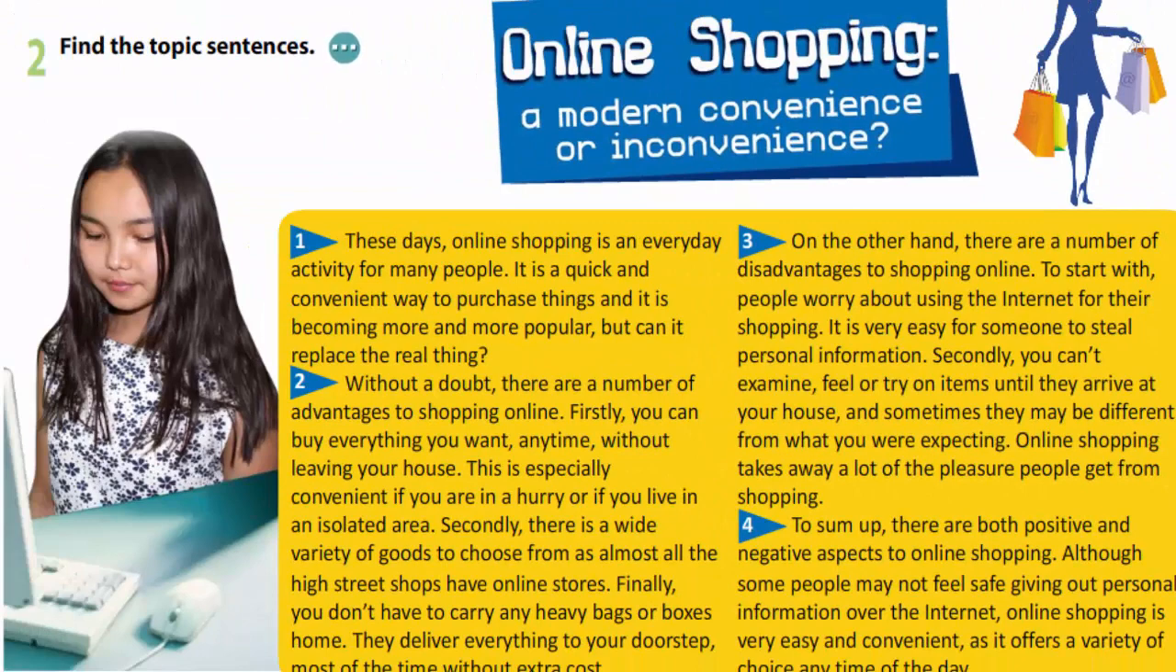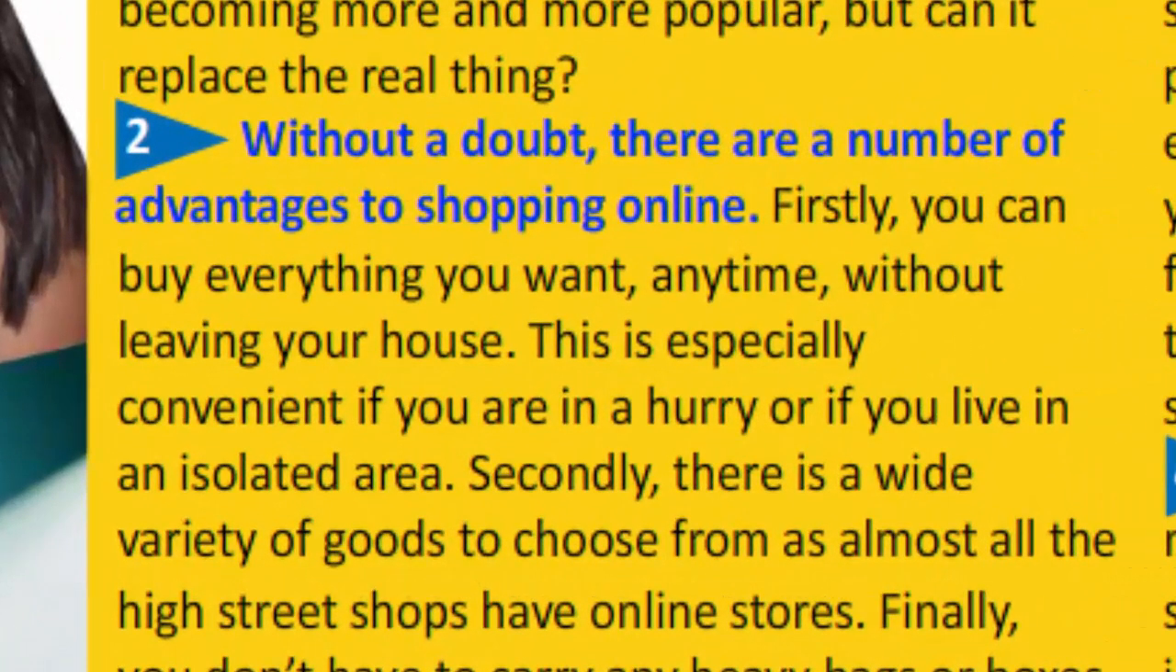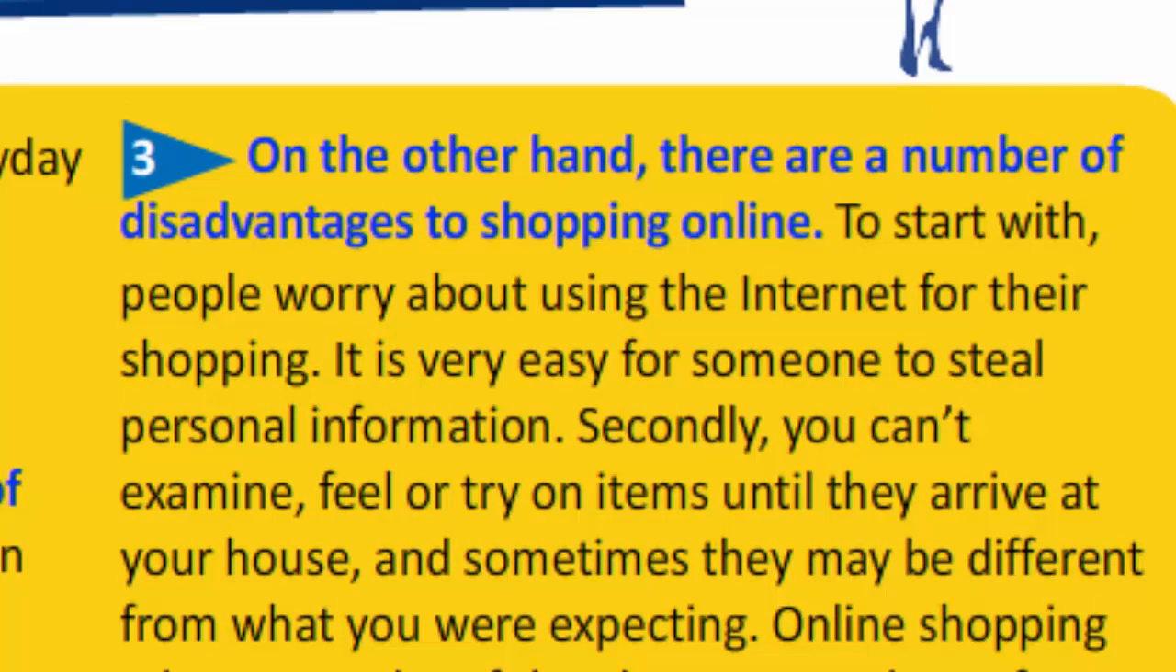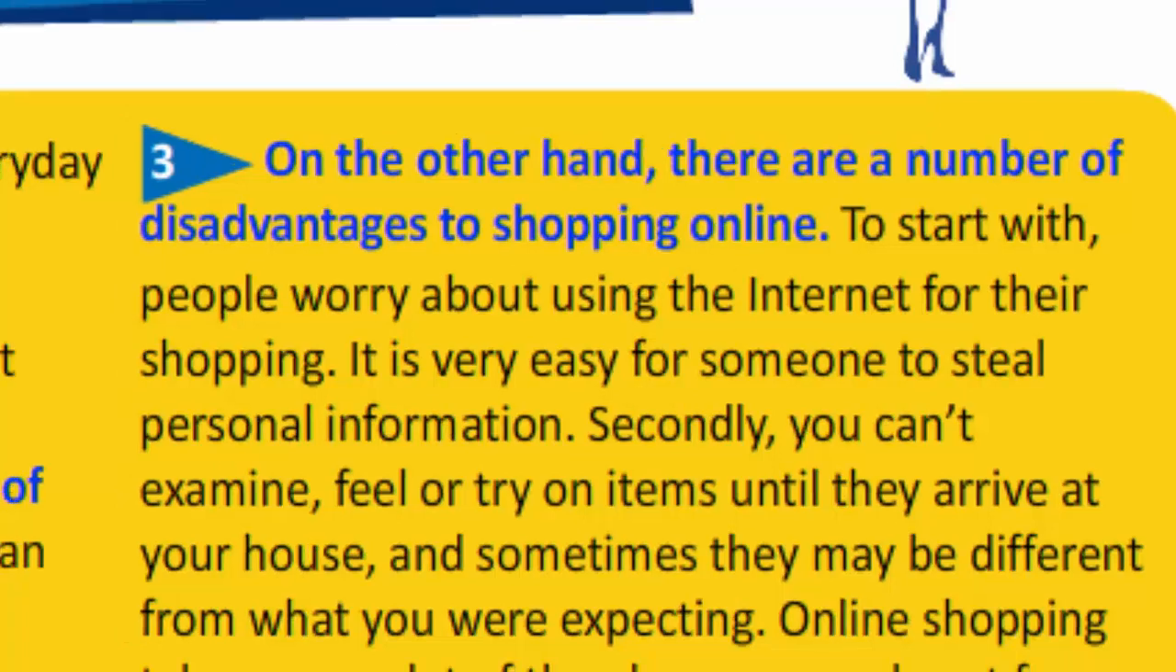In exercise 2, we are to find the topic sentences. Let's look at them. The first is, without a doubt, there are a number of advantages to shopping online. And the second is, on the other hand, there are a number of disadvantages to shopping online.